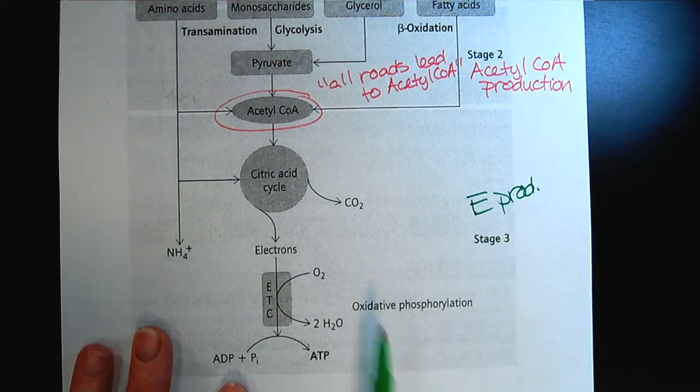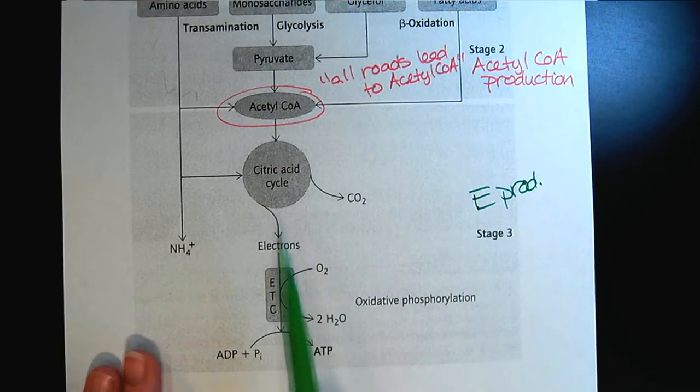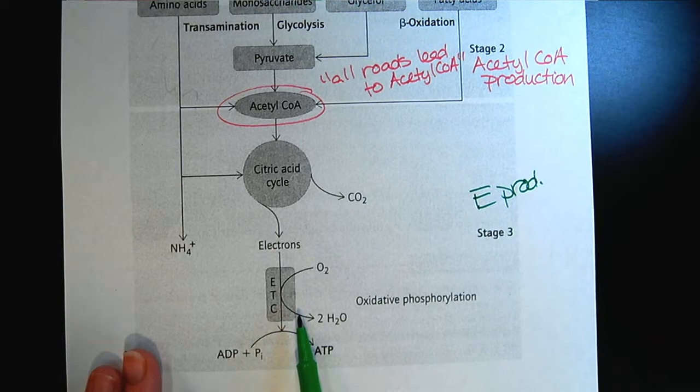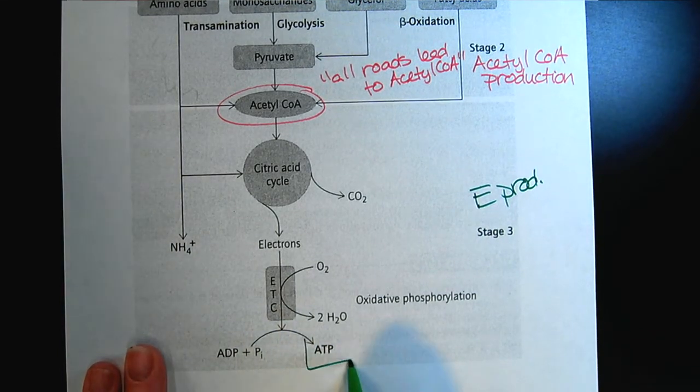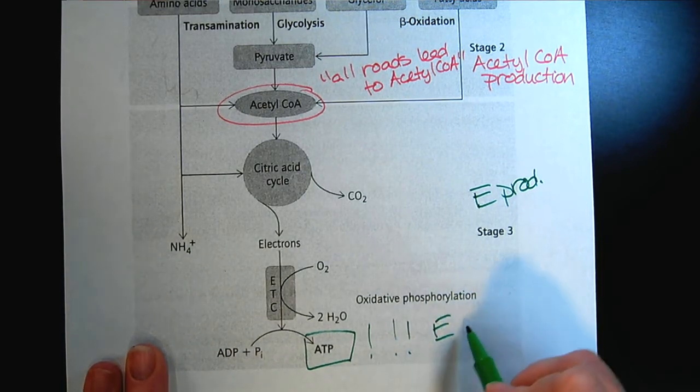Okay, so after we look at acetyl CoA a little more closely, we'll finally study the citric acid cycle and the electron transport chain. Right, because the big deal is we want to get ATP, our energy currency.